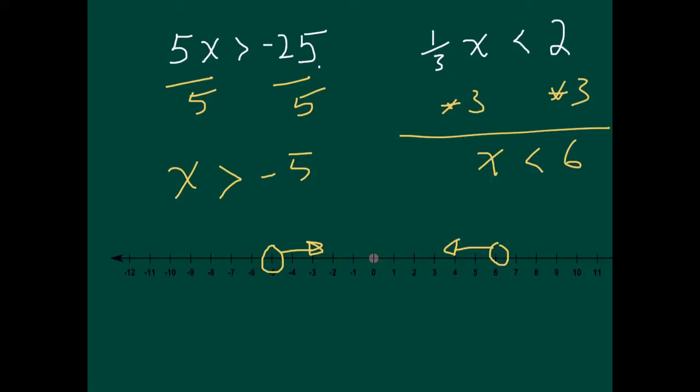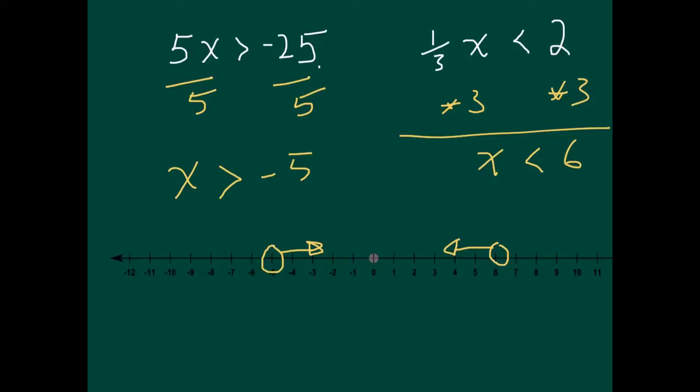You can check all of these answers by plugging in 0, which is a very convenient number. Is it true that 0 is less than 6? Yes, that's true, so your solution checks. Is 0 greater than negative 5? Yes, it is. That checks as well. If you want to check the border, that's a good idea.